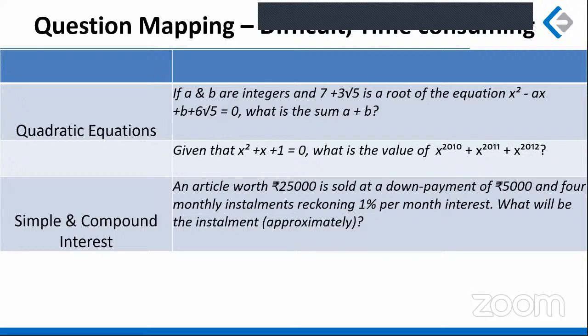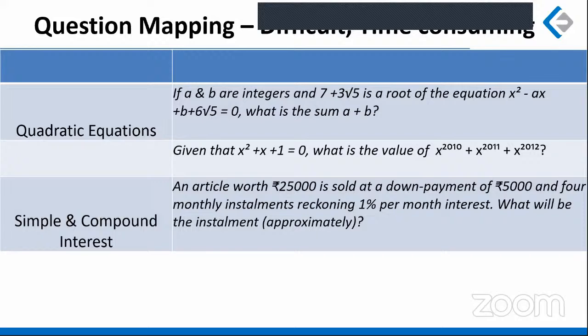The second quadratic equation was: if x square plus x plus 1 is 0, what is the value of this? Ideally, this is based on the cube roots of unity. And it was supposed to be a question on that, but this question has become quite easy rather than what it appears to be.